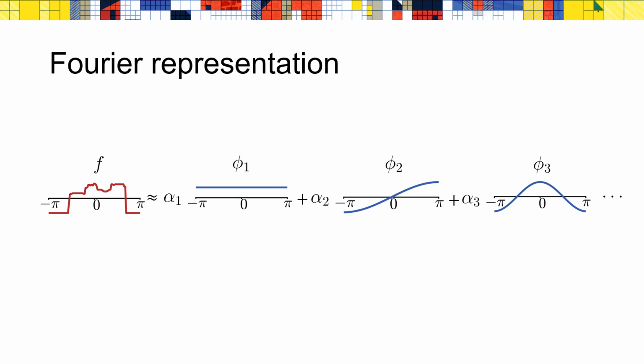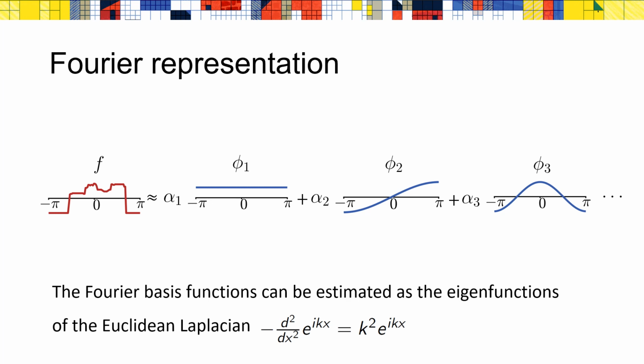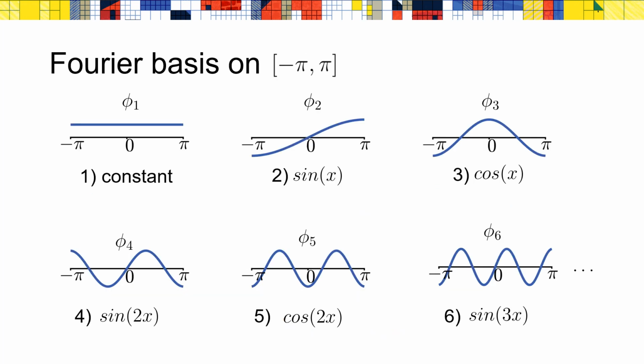And as you can see, this function is represented by the linear combination of these functions phi1, phi2, and phi3, and these Fourier basis functions can be computed as the eigenfunctions of the Euclidean Laplacian. So the Fourier basis is composed of these functions, and these functions are ordered with respect to their frequencies, which correspond to how much each of these functions oscillates on the domain.